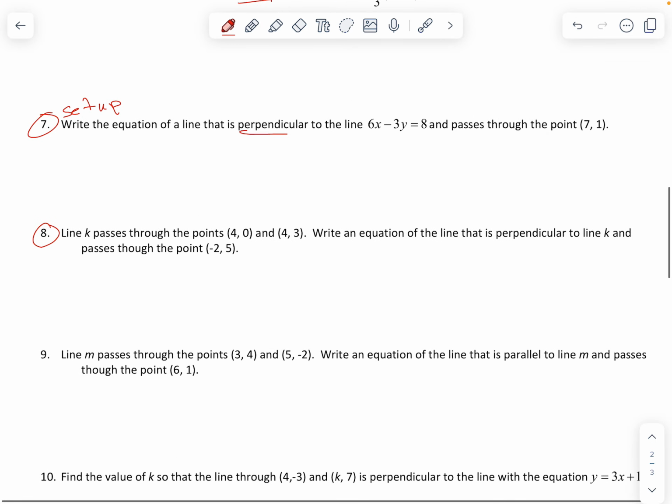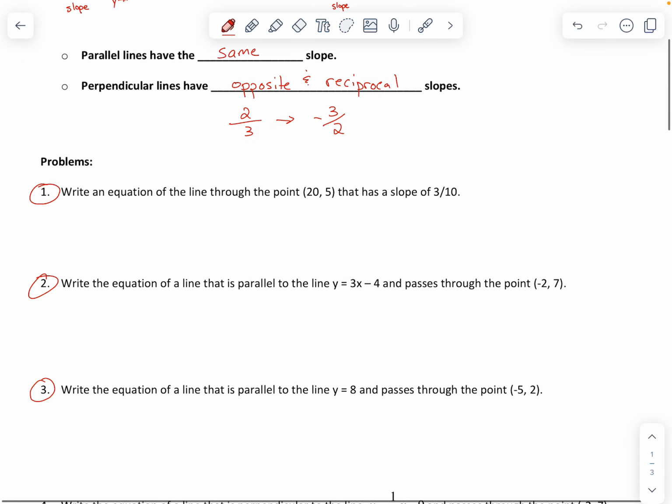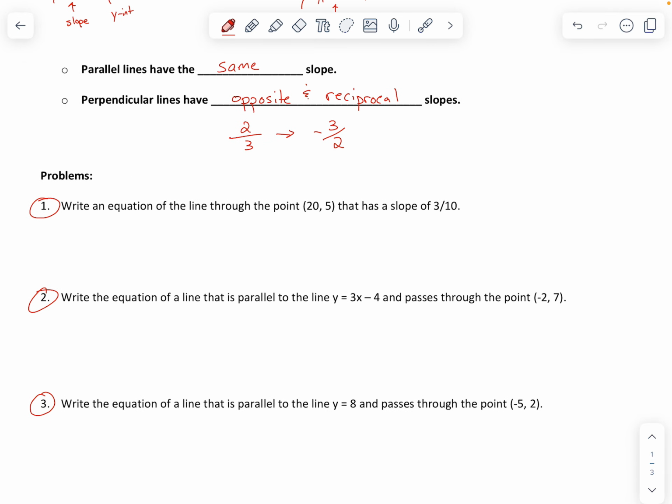So you see the red circled here. These are the ones I'm going to do. Everything else is yours for practice, and then on Monday I'll go over any questions that you have.